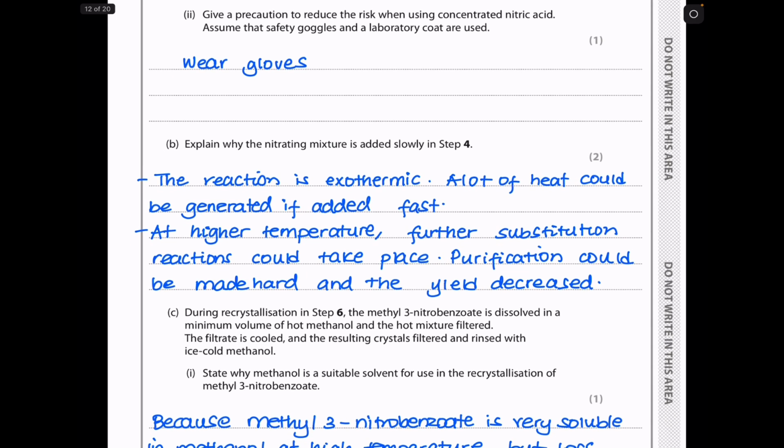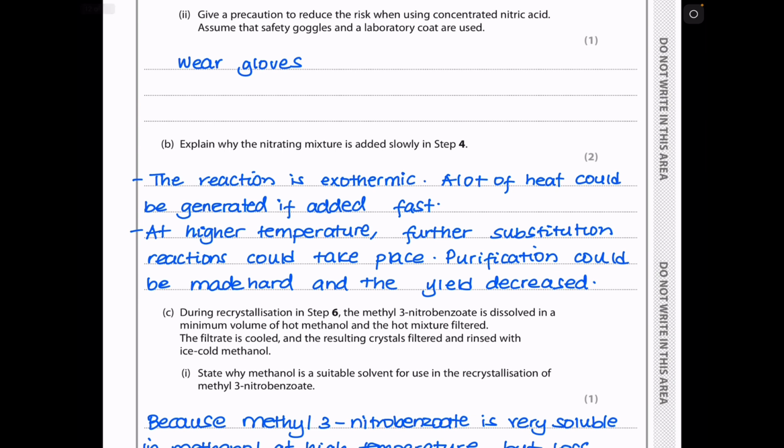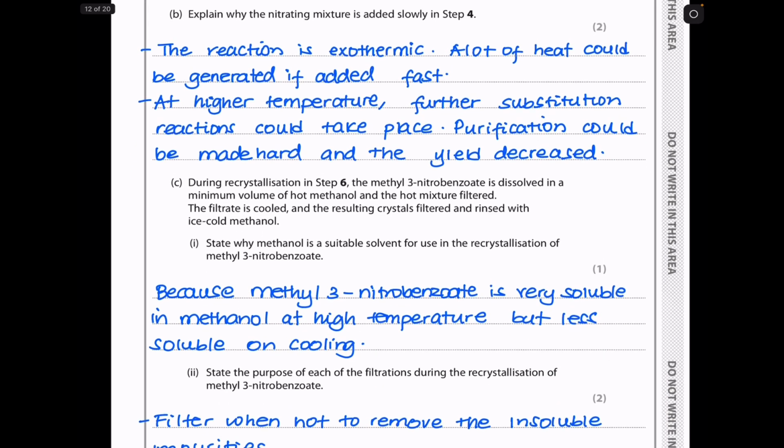In part B, explain why the nitrating mixture is added slowly in step 4. The reaction is extremely exothermic and a lot of heat is going to be generated, so this could lead to further substitution reactions. So I say the reaction is exothermic, a lot of heat could be generated if added fast. At high temperature, further substitution reactions could take place and purification could be made hard. The yield could also be decreased.